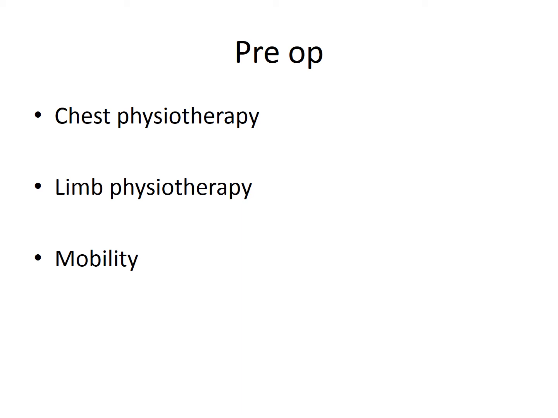Limb physiotherapy we discussed earlier. They will keep limbs mobile. All joints will have the same range of movements, and in addition, it will help to prevent deep vein thrombosis. Since these large bowel operations tend to occur in pelvis, they are more prone to get deep vein thrombosis. So it is very important limb physiotherapy is done properly. And mobility. If you keep the patient mobile even before the operation, that will help them for a speedy recovery.